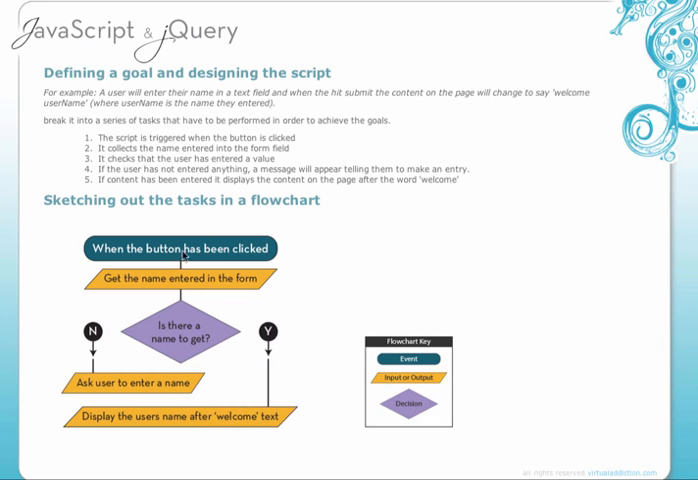And you can see that this type of flowchart item is an event. All the yellow ones are inputs and outputs, and the purple one indicates a decision. So in this way, we can clearly illustrate what is going to happen within our script.